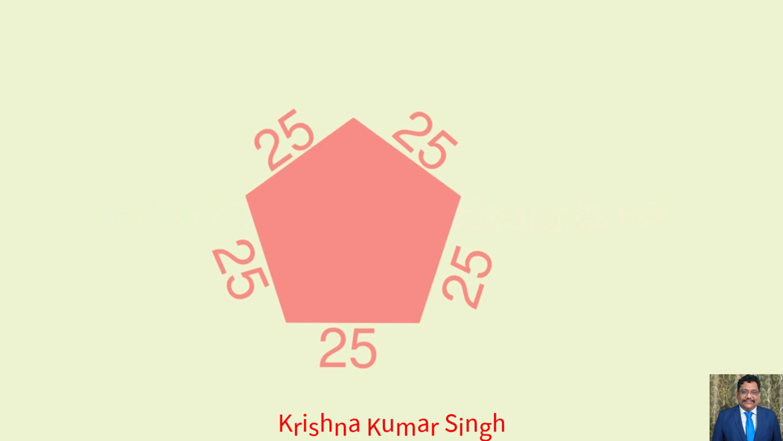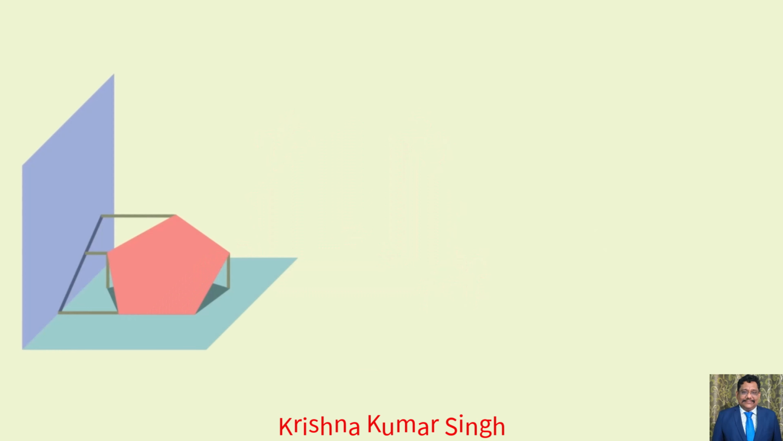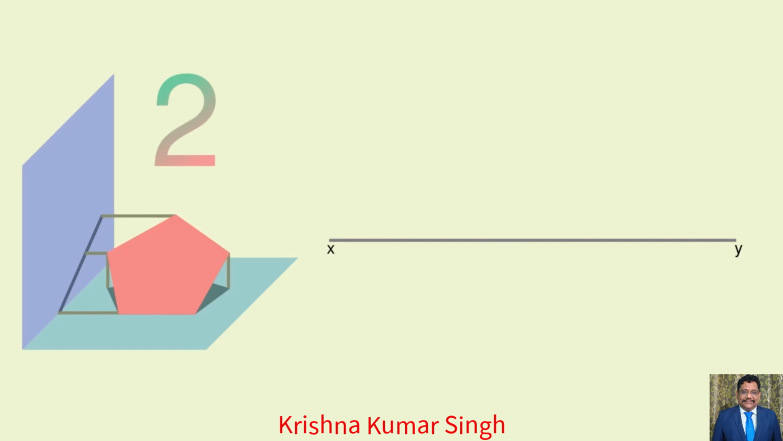A regular pentagon of 25 mm side has one side on the ground. Its plane is inclined at 45 degrees to the HP and perpendicular to the VP. Draw its projections. Let us discuss the procedure for a solution. Draw an x1 line, say 100 mm. When the plane is inclined to HP and perpendicular to VP, two steps can be used to solve the problem.